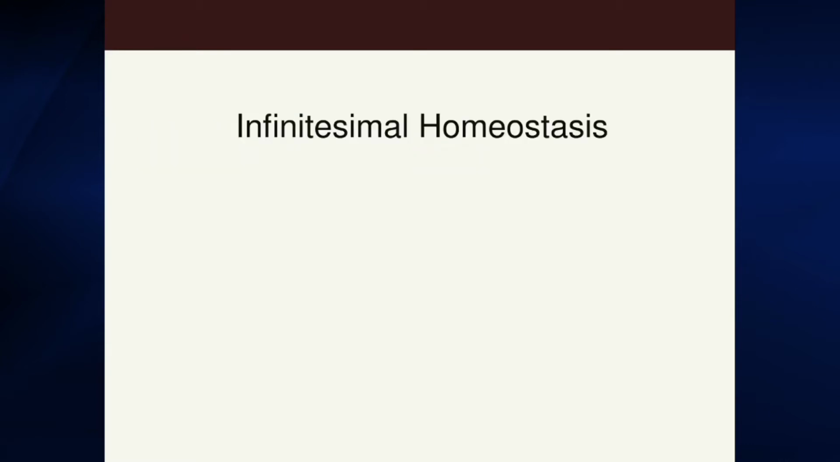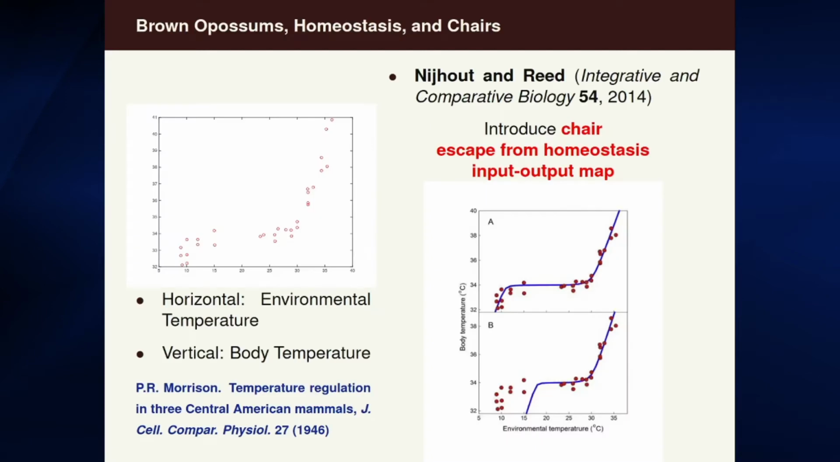The main topic of this talk is the notion of infinitesimal homeostasis. This is a notion that comes from biology, and the prototypical example is given by the temperature regulation in mammals. This is data from this 1946 paper. On the horizontal axis we have the environmental temperature, on the vertical axis we have the body temperature of the animal, and here you have the data points.